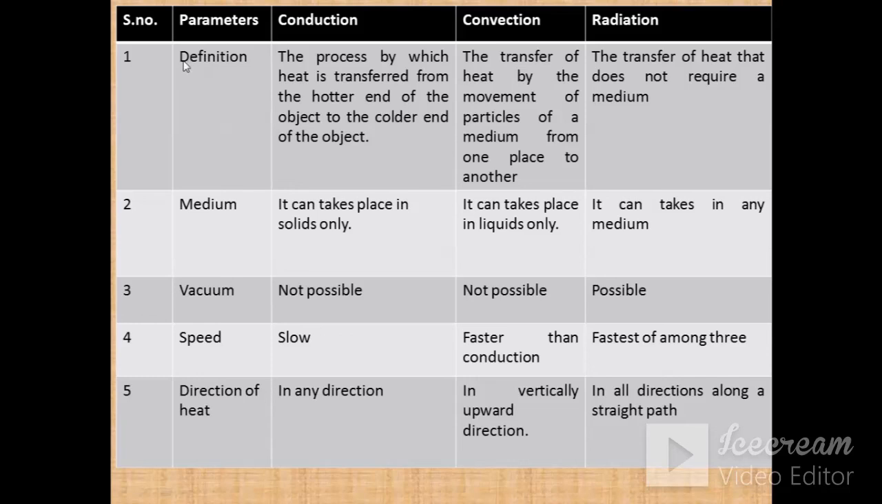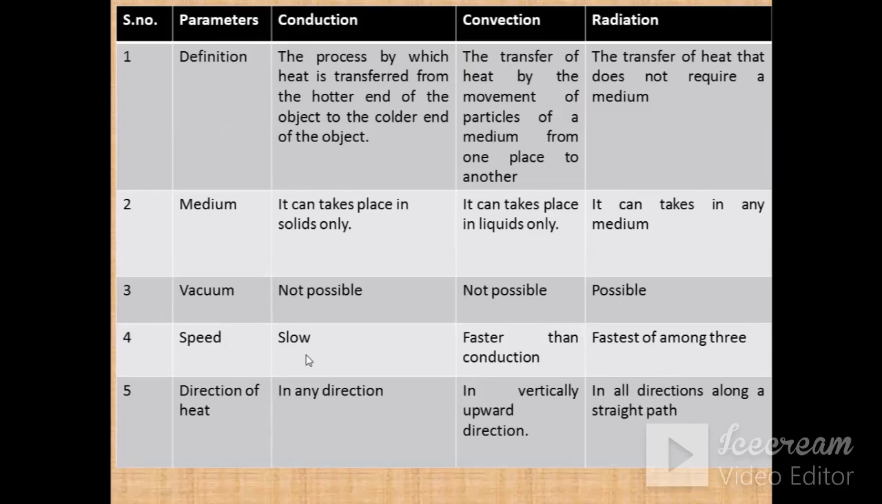Based upon these parameters, like definition: the process by which heat is transferred from the hotter end of an object to the colder end of the object is known as conduction. The transfer of heat by the movement of particles of the medium from one place to another is known as convection. Whereas the transfer of heat that does not require a medium is known as radiation. If we consider the medium, conduction takes place in solids, convection takes place in liquids and gases, and radiation takes place in any medium. Since conduction and convection require a medium, they are not possible in vacuum, but radiation is possible in vacuum, and it is maximum in vacuum also.